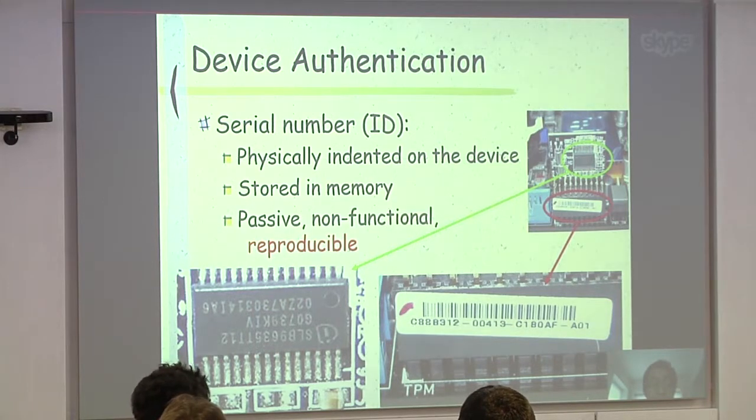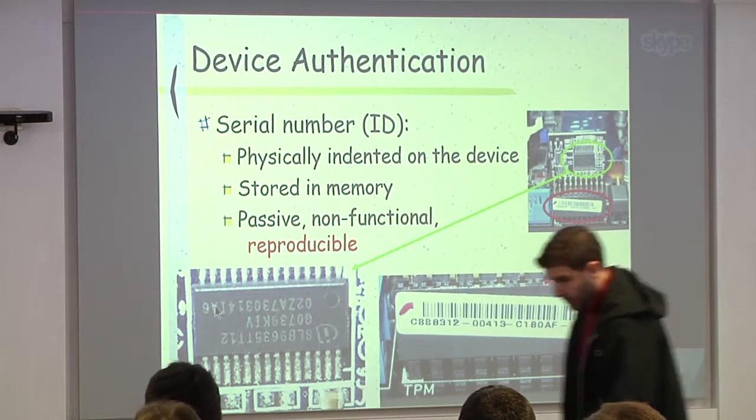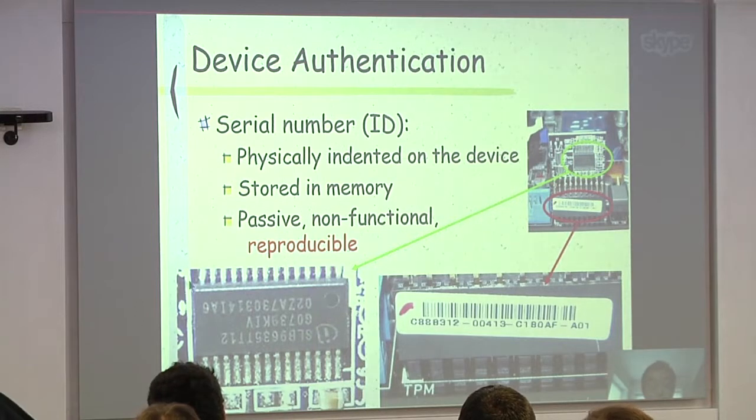However, this is what people call a passive ID. It doesn't have anything to do with the functionality of the device. You could change the name or the number, but this component still does the same thing. The big drawback is that it is reproducible. In some sense, people can forge the ID. They can change, for example, this C to an O, or this 0 to an 8, or to whatever number.